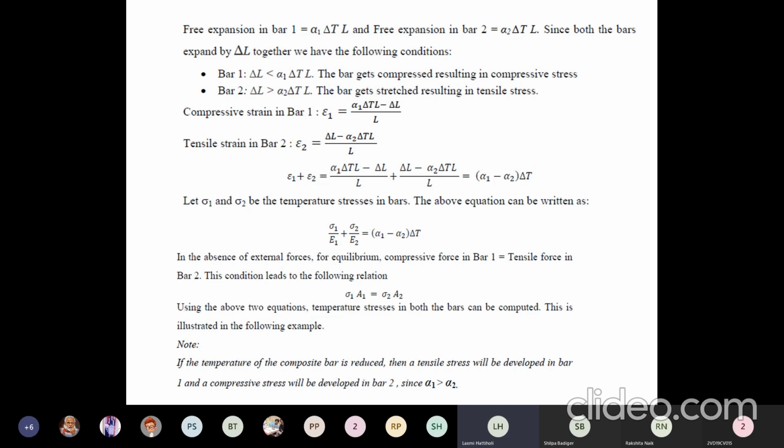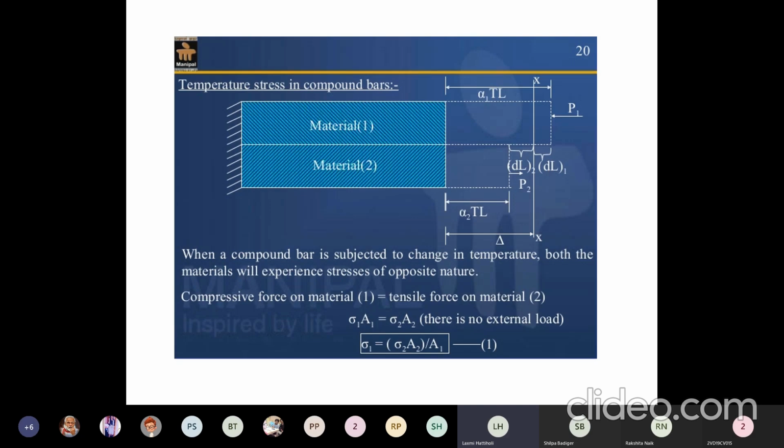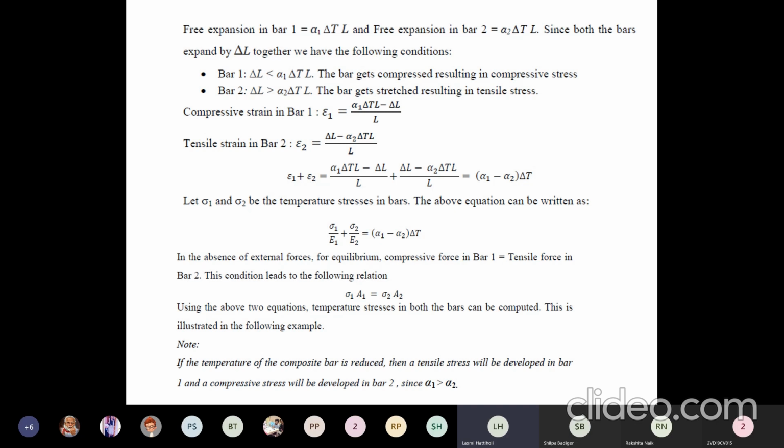For bar 1, delta L is less than alpha 1 delta T L. For bar 2, delta L is greater than alpha 2 delta T L. I'll show you the slide once again. See, for bar 1, this is your delta. Please see the dimensions properly. For material 1, this is your DL1. For material 2, this is your DL2. So for material 1, alpha 1 T L is greater than DL1. Whereas for material 2, alpha 2 T L is less than DL2. That's what the meaning is, and that's what I have written here.